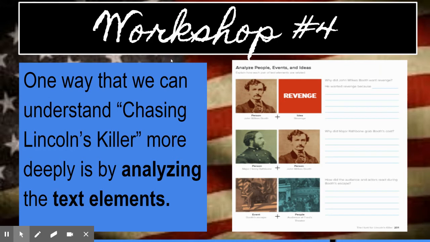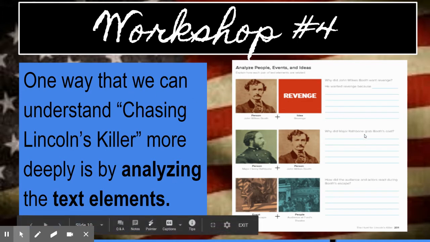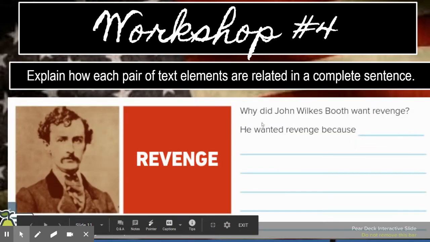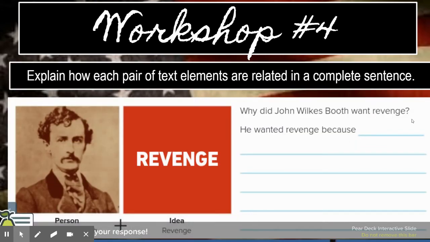Okay, and then after you do that, we're going to analyze and explain how these things connect and go together. We always should be making connections so that we understand the text better. So that's what we're going to do. They give you some elements here that we just got done sorting. And then you're going to answer these questions off to the side. So for instance, why did John Wilkes Booth want revenge? He wanted revenge because, and you're going to give me an answer to that. Why would he want revenge on Lincoln? Like, what did Lincoln do to him? So answer that question.